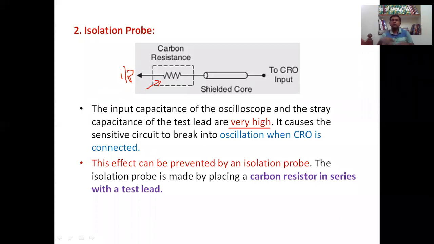Okay. Continuously it oscillates the response. So this is one of the drawbacks. So to overcome this, a carbon series resistor is connected. This effect can be prevented by the isolation probe. The isolation probe is made by replacing the carbon resistor in series with the test lead. The disadvantage of the previous case, that is the direct probe, is overcome in the isolation probe.